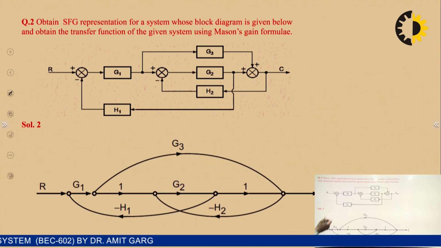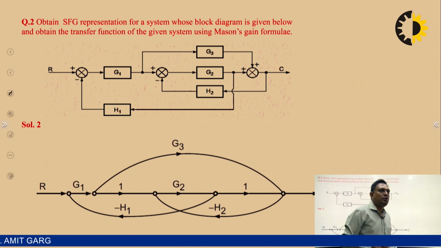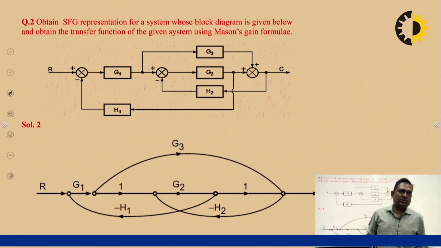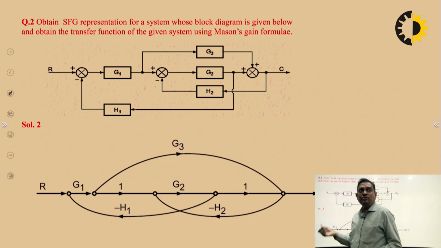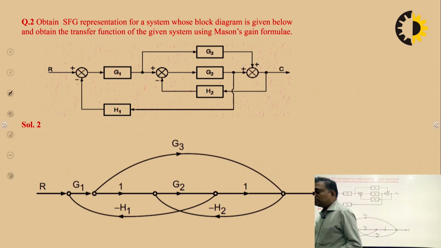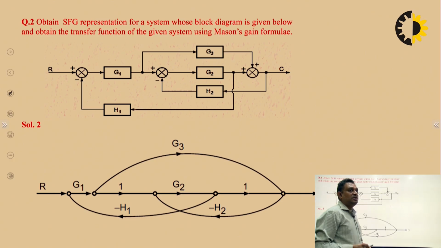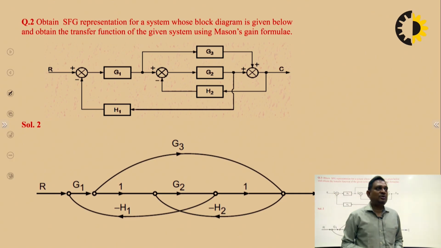Okay, and this is how we will solve it if the block diagram is given to us and we have to find out the transfer function using the signal flow graph approach. Another approach is the block diagram reduction method. In the block diagram reduction method, we can directly reduce the block diagram, but here it is mentioned that you have to find the transfer function using Mason's gain formula.